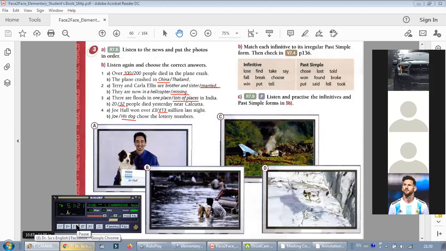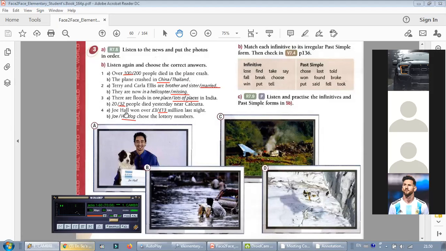And finally, supermarket manager Joe Hall won over £13 million in last night's lottery, thanks to his dog. Joe told reporters today that his dog Max chose the numbers. That's the news this Thursday lunchtime. And now over to Wendy Simmons for the travel news.